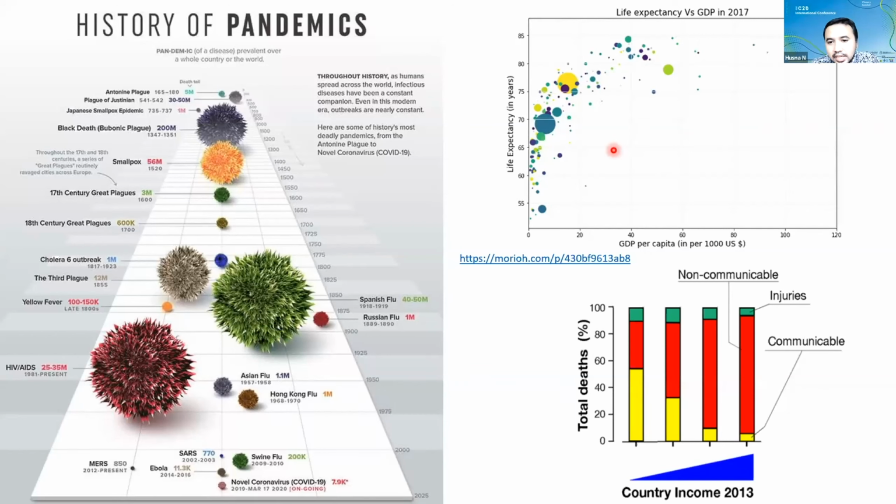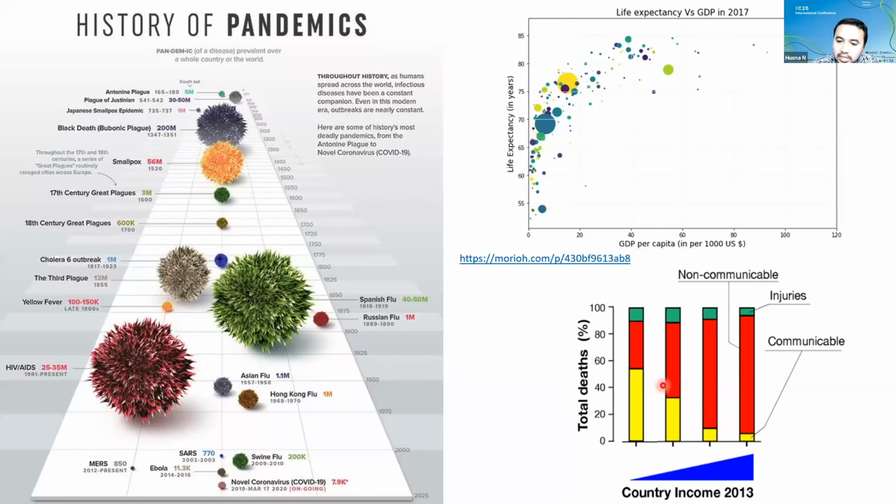As you can see here, the poorer the country, the lower the life expectancy compared with the GDP per capita. And as you can see in the graph at the bottom, the higher the country's income, the more the problem is non-communicable disease.